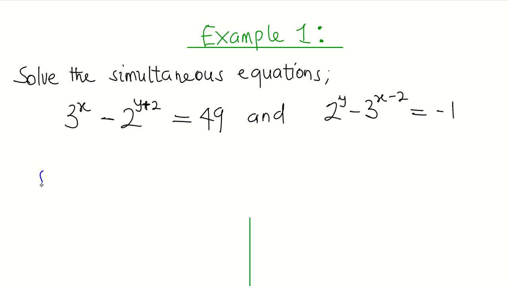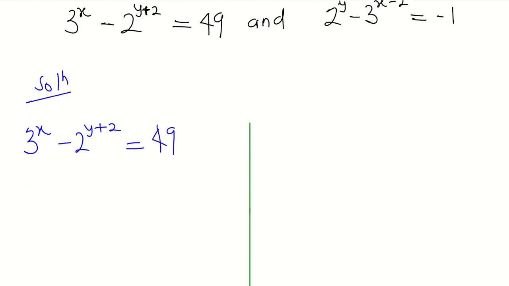Now we have our solution. We tackle the first of the equations: 3^x - 2^(y+2) = 49. Here, 2^(y+2) is the same thing as 2^y times 2^2, which means that initially the bases were multiplying and we had to add the exponents. So we have 3^x - 2^y times 2^2, which is equal to 49.